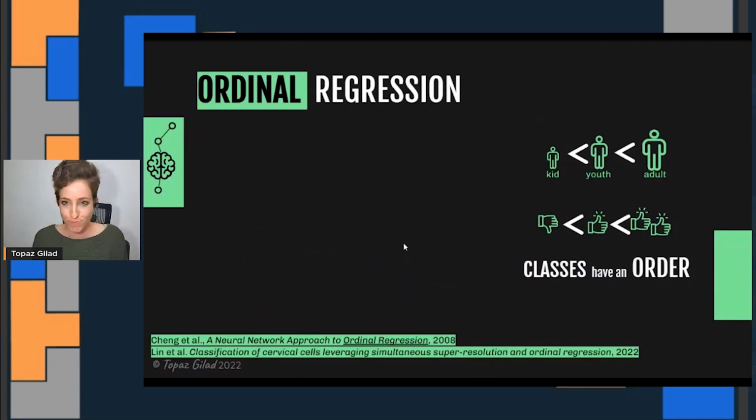So, ordinal regression. Let's look at an example where we have ordered categories. For example, a teenager for age categories is older than a kid. An adult is also older than a kid, but is also older than a teenager, and so on. So we want to really encode that order into our learning process.